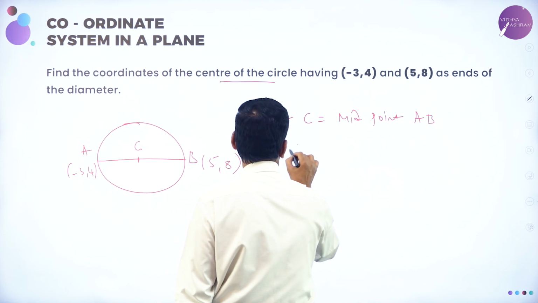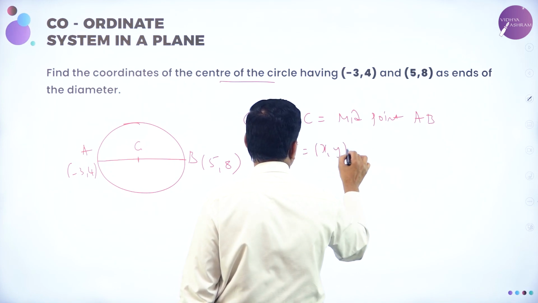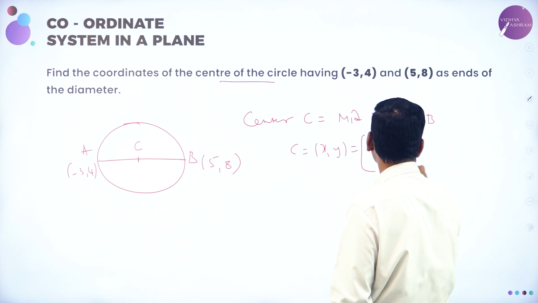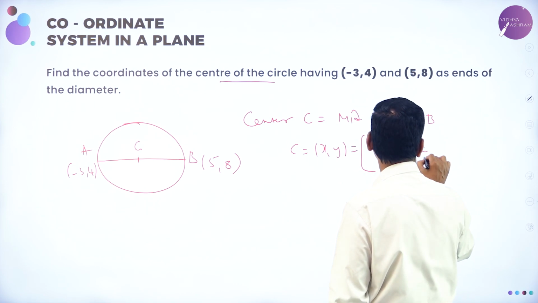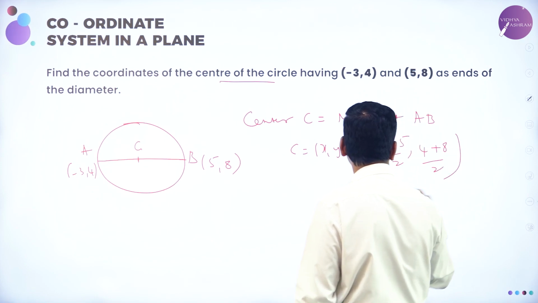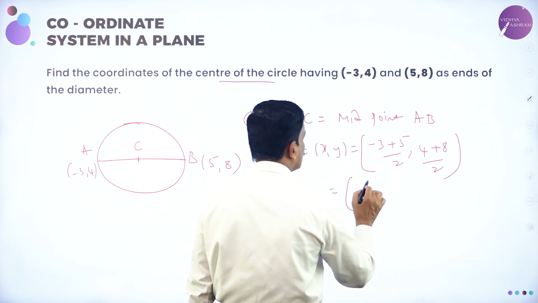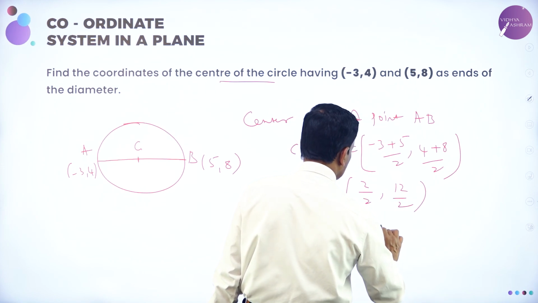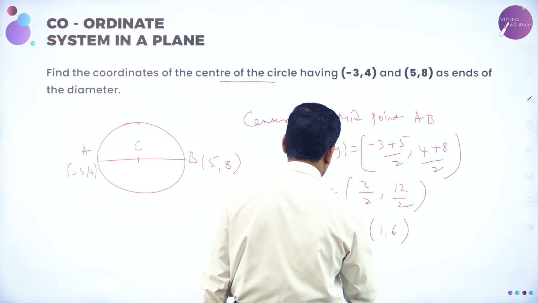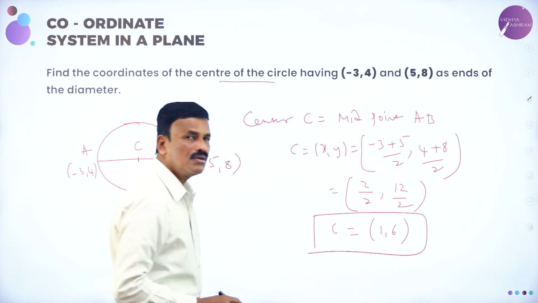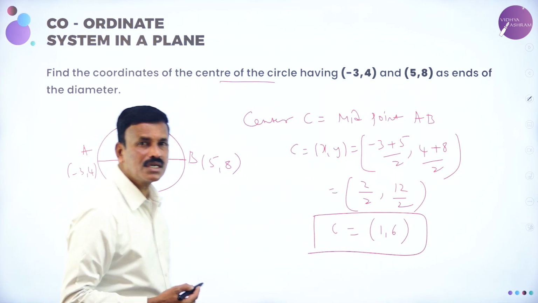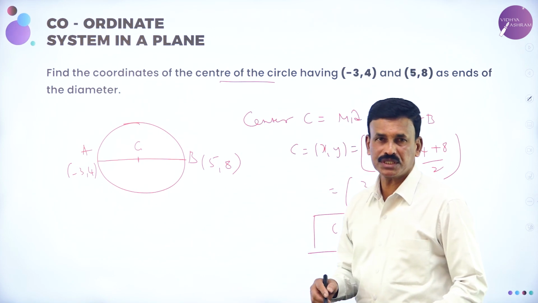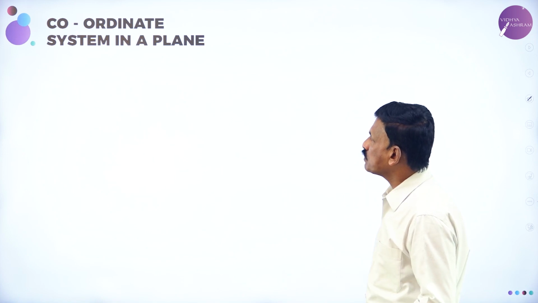So C, call it x comma y, is equal to the midpoint of AB, that is (minus 3 plus 5) divided by 2 comma (4 plus 8) divided by 2. That's equal to 2 by 2 comma 12 by 2, which is equal to 1 comma 6. So therefore the center C is equal to 1 comma 6. This is nothing but the midpoint of the points A and B. That's it. Okay. Now move on to the next problem.